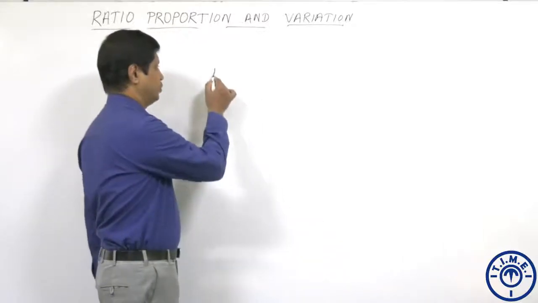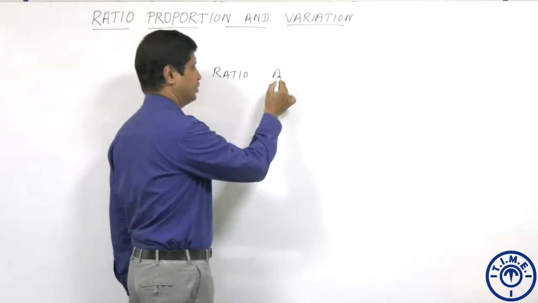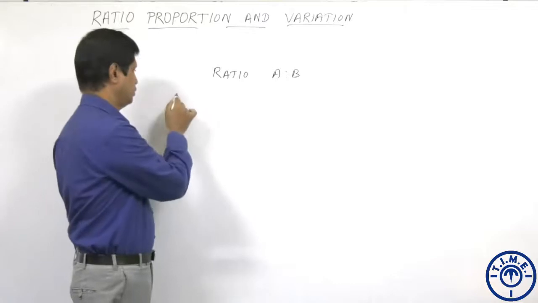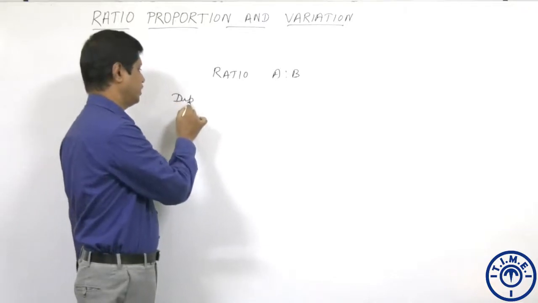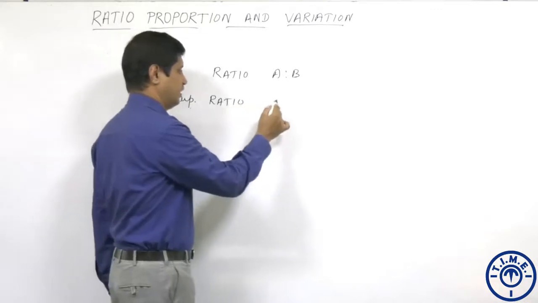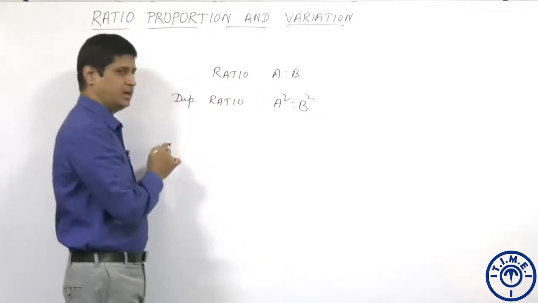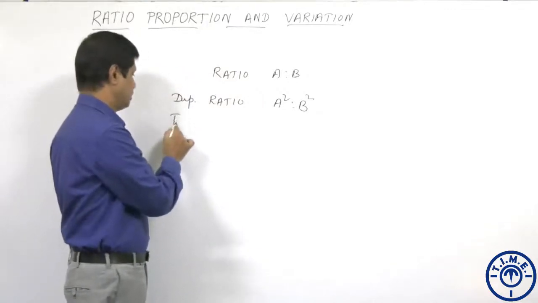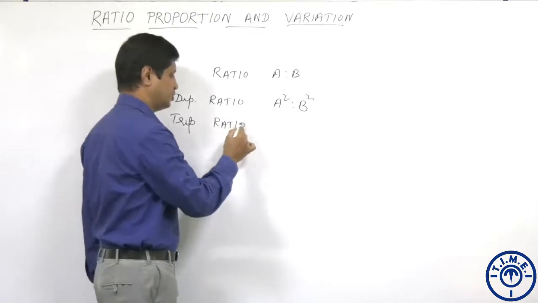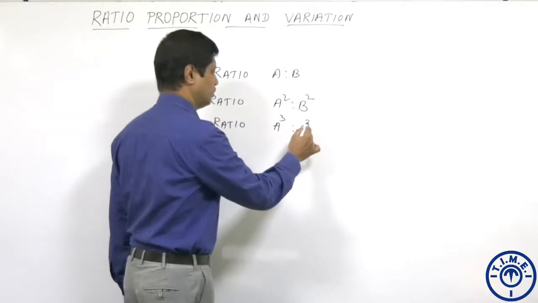Let us take the ratio A is to B. Now what is a duplicate ratio? The duplicate ratio of A is to B is A square is to B square. Similarly, a triplicate ratio of A is to B means A cube is to B cube.